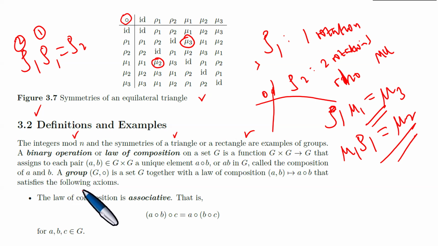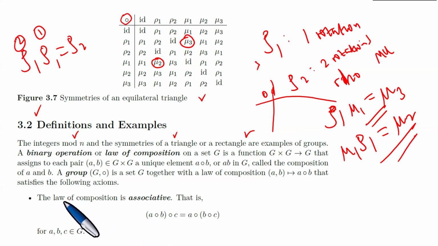A group G with the law of composition, or what you call a binary operation, is a set G together with a law of composition such that (a, b) is taken to the composition of a and b, and that satisfies the following axioms. What are the axioms? These are the group axioms.